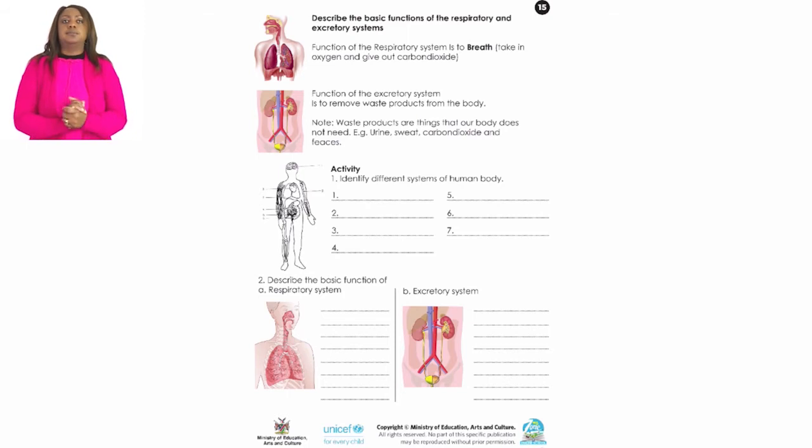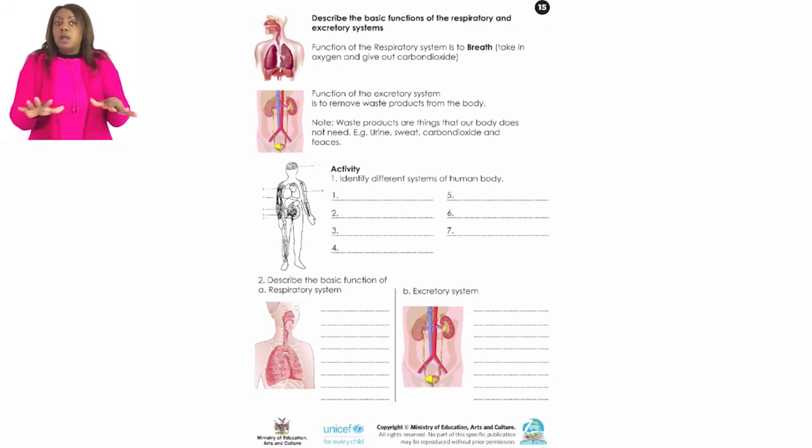Now, let's look at the function of the respiratory system. It is to breathe, meaning to take in oxygen from your mouth or your nose and to give out carbon dioxide from your mouth or your nose as well. Look at that picture there. It shows the lungs, the trachea, that long pipe there, the mouth, and then the nose.